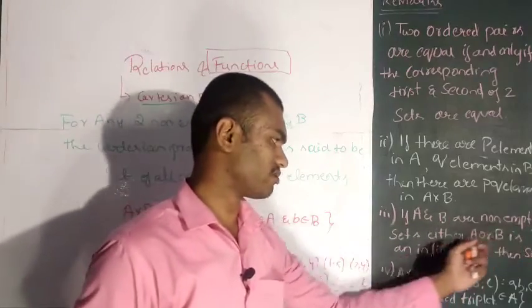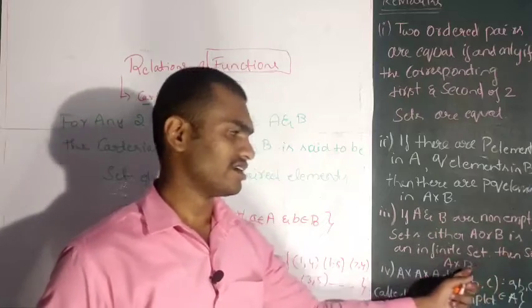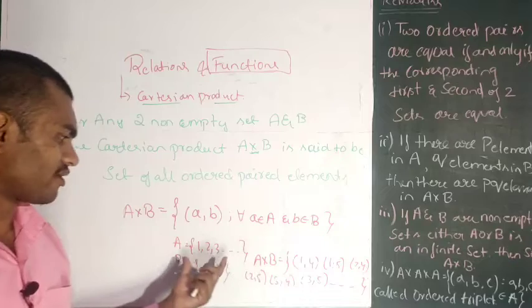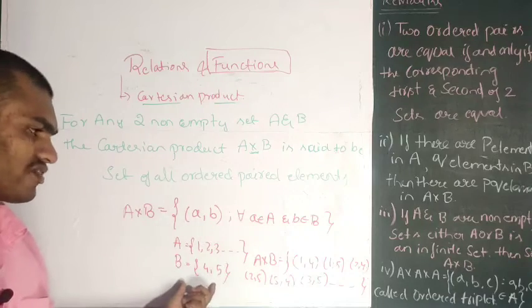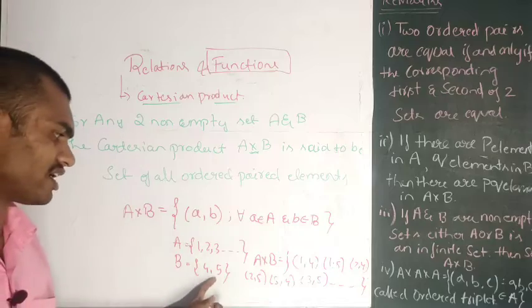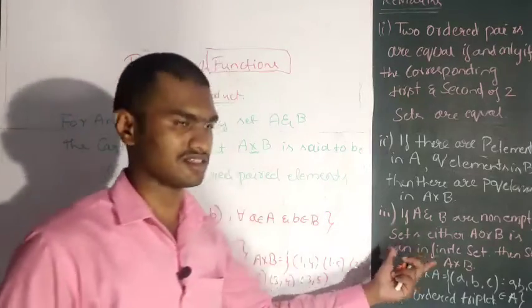If A and B are non-empty sets and either A or B is infinite, then A cross B will also be infinite. I have taken set A as infinite and set B as finite. Any one should be infinite, okay? Then A cross B will also be infinite. That is what the condition says.